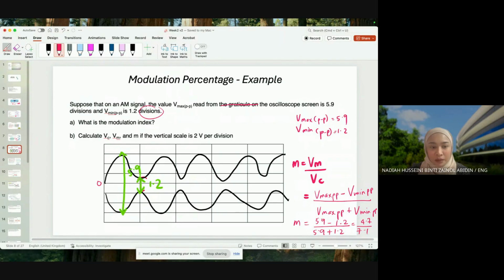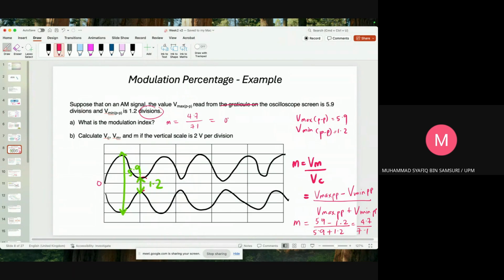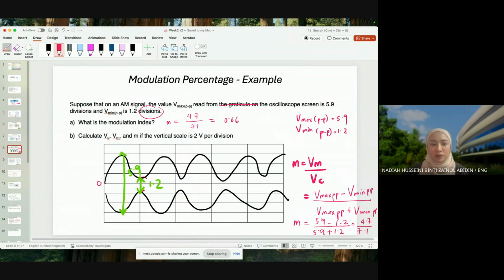So what is the modulation index? Let's just use it in ratio. M is 0.66. If they ask you for the modulation percentage, you just multiply this by 100%, so you will get 66%.